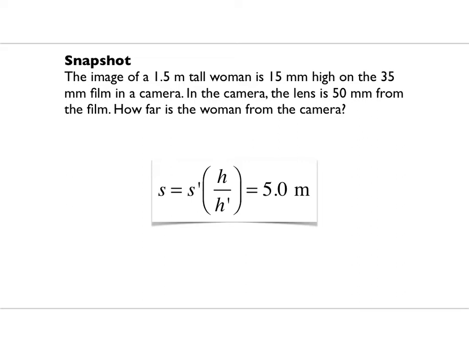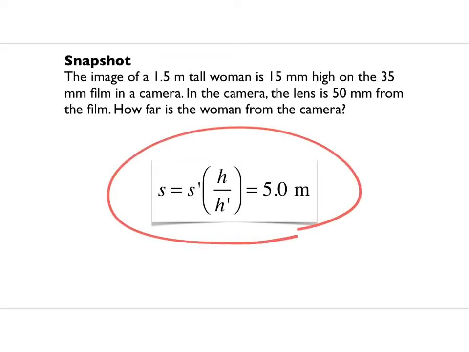I get that S is 5 meters, so she is 5 meters from the camera, okay? And that seems reasonable. That's like 15 feet, and if you're taking a picture of someone and you're going to get their whole body in, that's not an unreasonable distance.